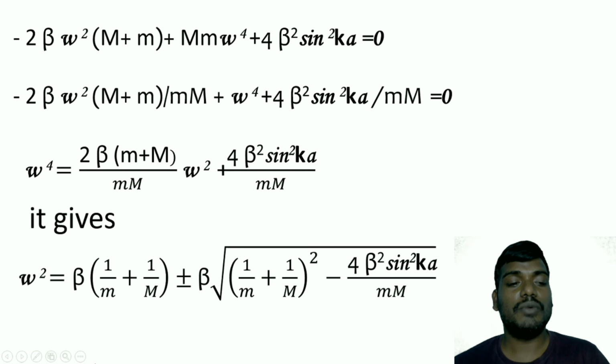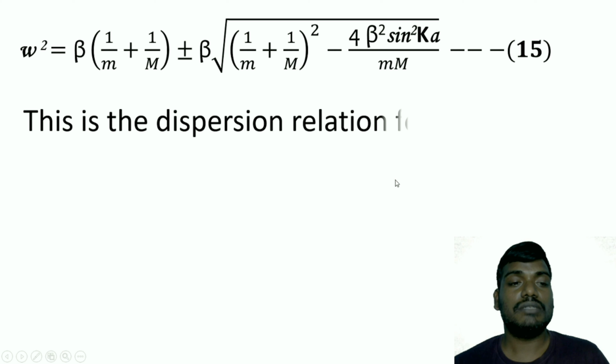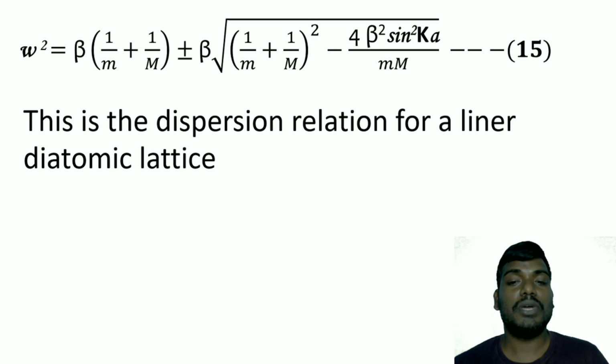It gives the equation like this: ω² = β(1/m + 1/M) ± β √((1/m + 1/M)² - 4 sin² ka/(mM)). This value gives the relation. This is the dispersion relation for a linear diatomic lattice.